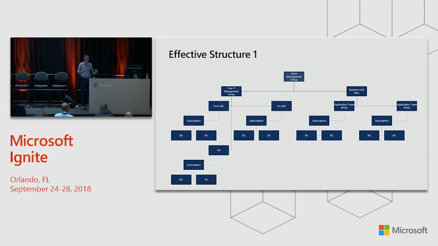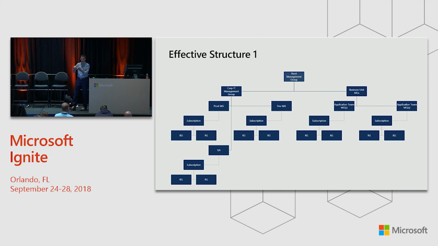So this is the current state of the most effective structure that I've seen. This uses a technology called management groups. Management groups are an operational structure that has GA'd, it's live, and allow you to create an organizational hierarchy that sits above your subscriptions. Really important. It allows you to create that without having to rely as much on the subscription hierarchy itself.